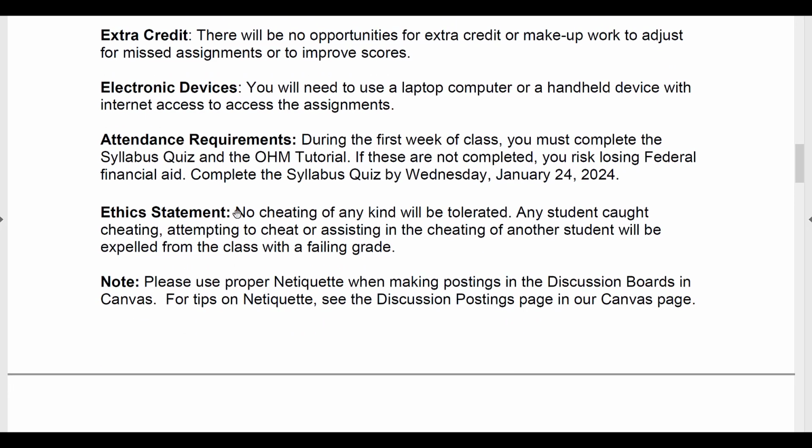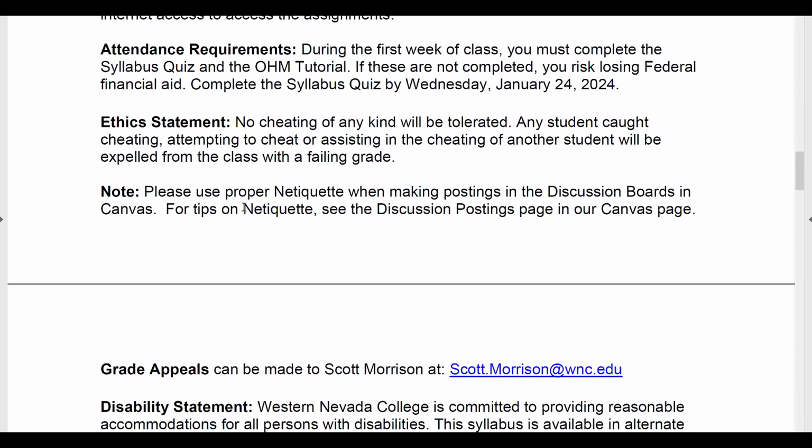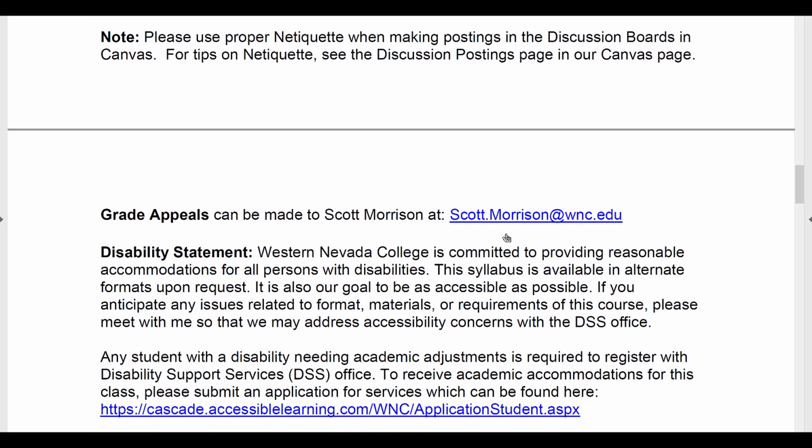Ethics statement. No cheating will be tolerated. Any student caught cheating, attempting to cheat, or assisting in the cheating of another student will be expelled from the class with a failing grade. Please use proper etiquette when making postings on the discussion boards in Canvas. For tips on etiquette, see the discussion postings page. Grade appeals are made to my director, Scott Morrison.